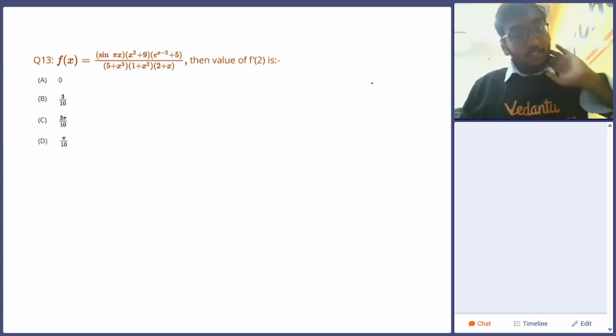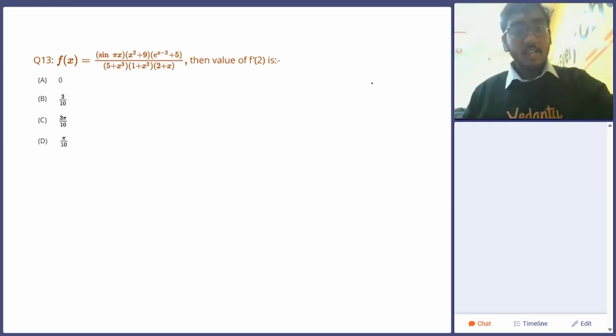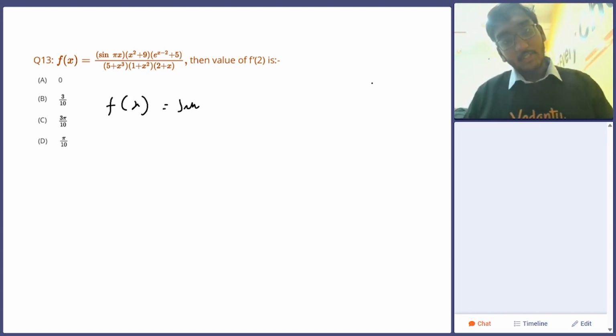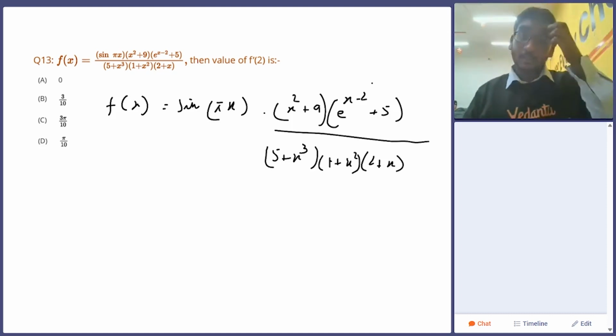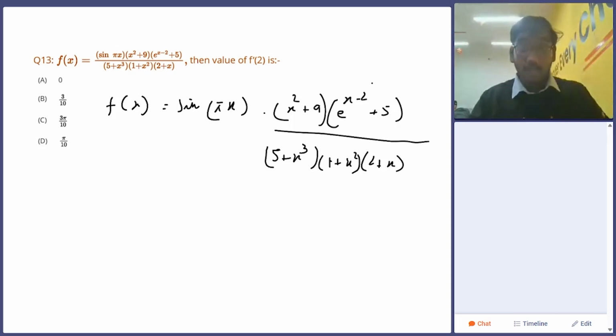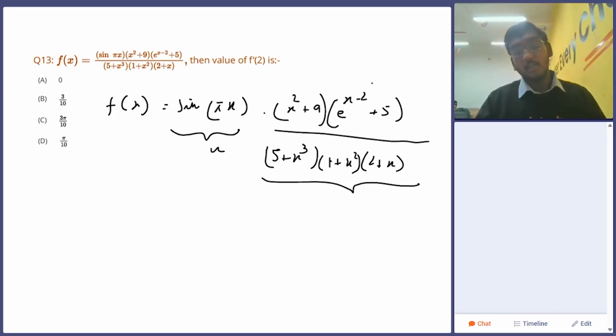So 13th question, they have given the value of f of x, okay, and they are asking the value of f dash of 2. Okay, see, for this we have to obviously use product rule, but how you choose u and v, that matters actually. Okay, I will write in this way: sin pi x times x square plus 9 times e power x minus 2 plus 5 divided by 5 plus x cube times 1 plus x square times 2 plus x. Okay, in this way we will write it. Okay, and I will call this as u and this particular expression as v.